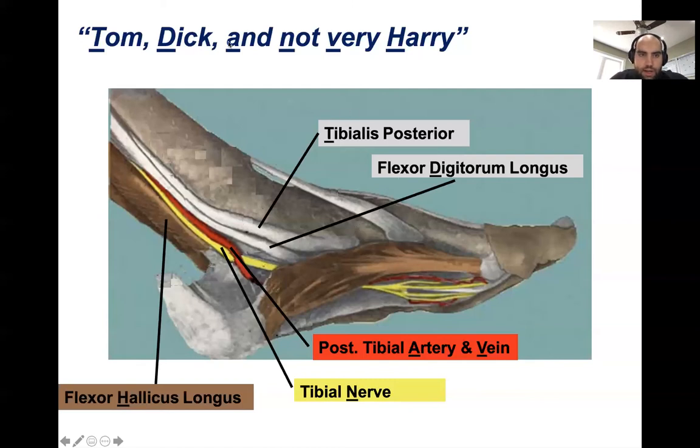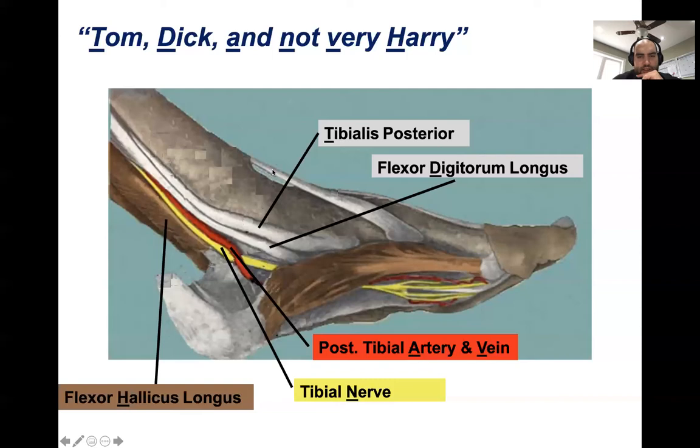Okay, so we got Tom, Dick, and not very. And then Harry would be flexor hallucis longus. And you can see mostly it's muscle body over here, and eventually it turns into tendon as you get closer and closer down to the foot. Okay. So again, we use these acronyms a lot to give us an idea of the orientation.